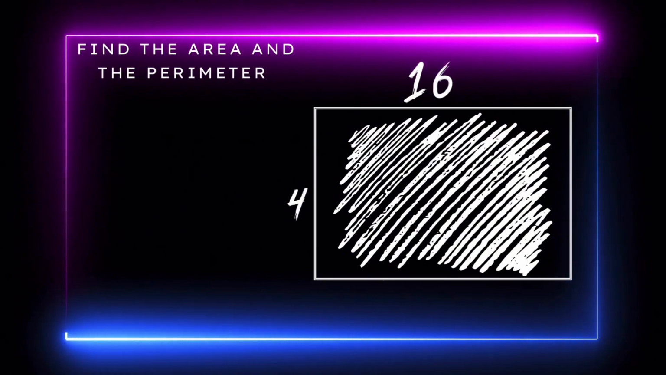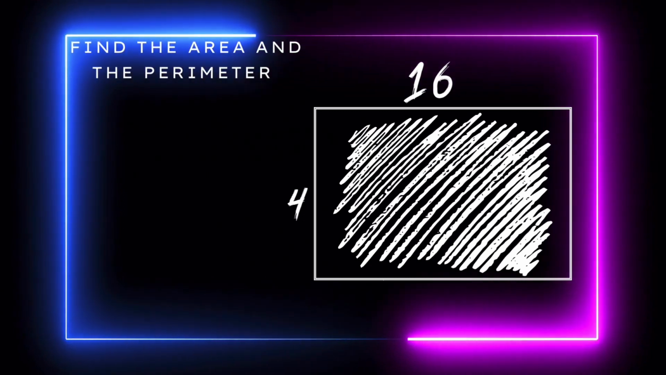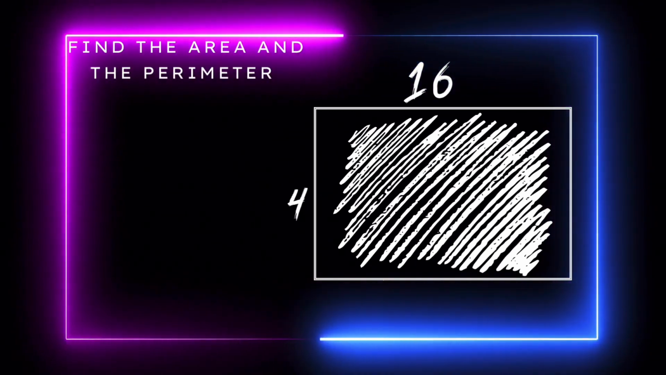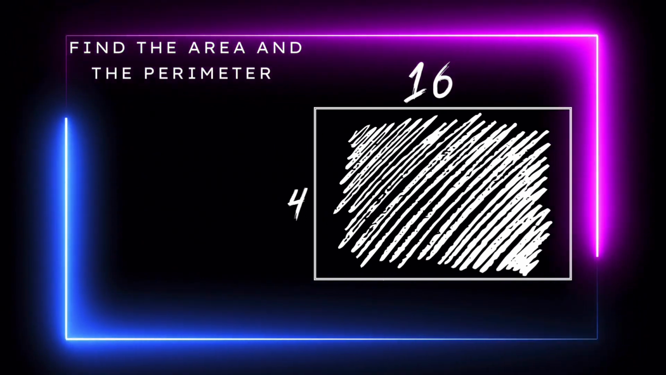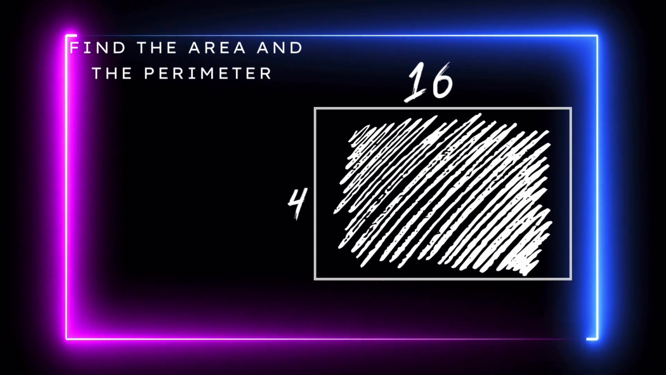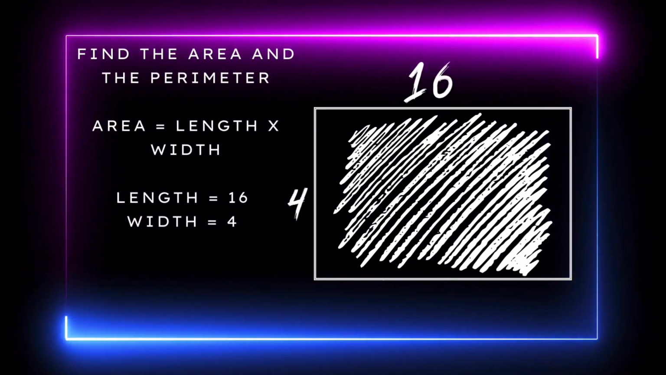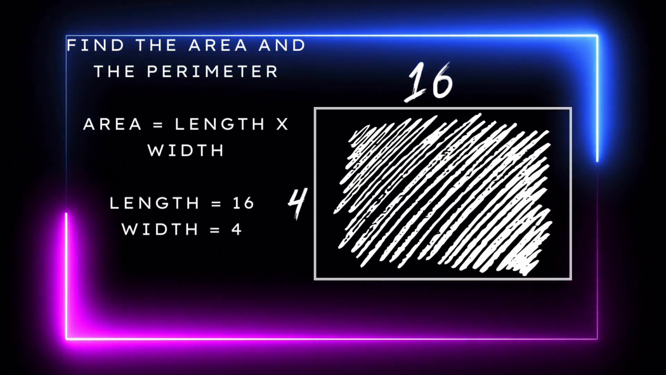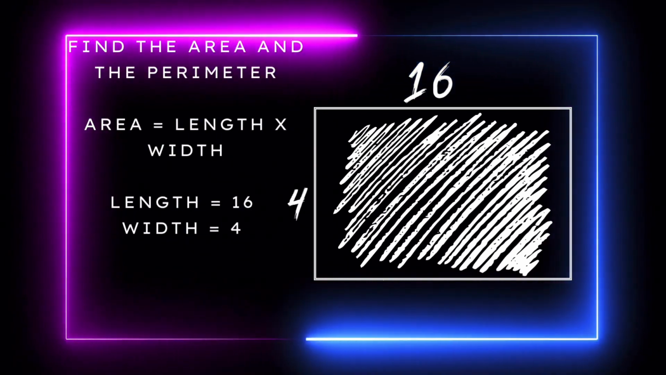You've got this. So this question has one side is 16 and one side is 4, and it wants you to find the area and perimeter. If you don't have the formulas memorized already, I might go back and rewatch my explanation video. So the area equals length times width. So we have 16 and 4.